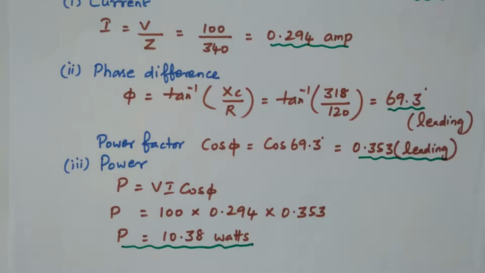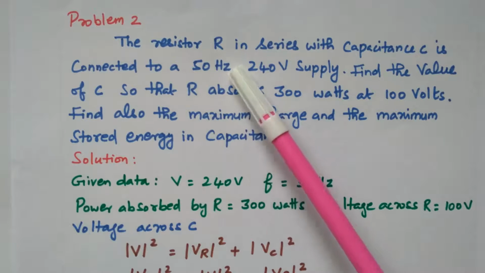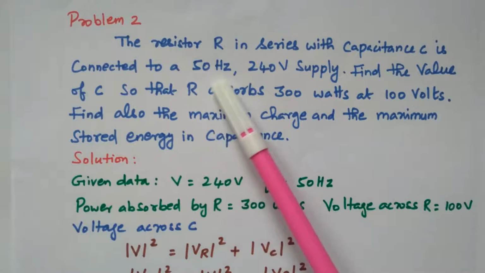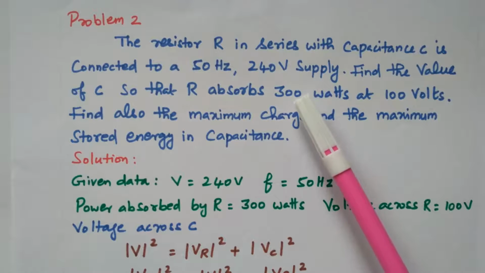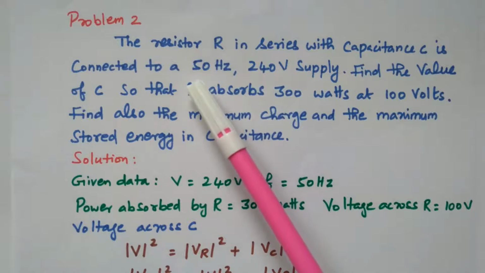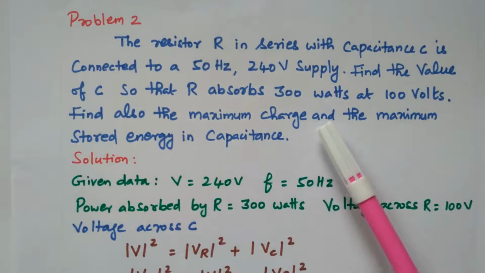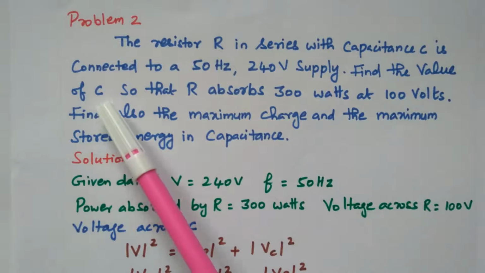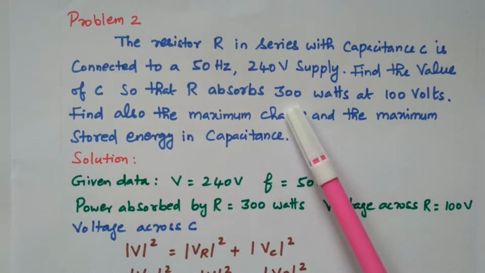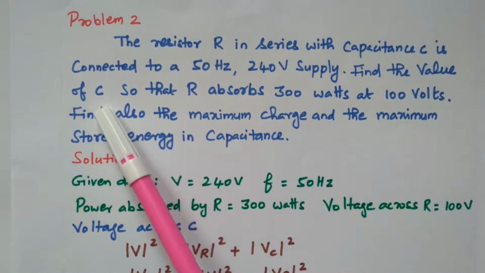Now we will go to the second problem. The resistor R in series with a capacitor C is connected to a 50 Hz 240 volt supply. Resistor and capacitor are connected in series across the 50 Hz 240 volt supply. The question is to find the value of the capacitor so that resistor R absorbs 300 watts at 100 volt. We need to find the capacitor value.